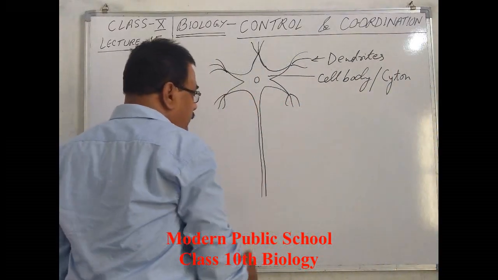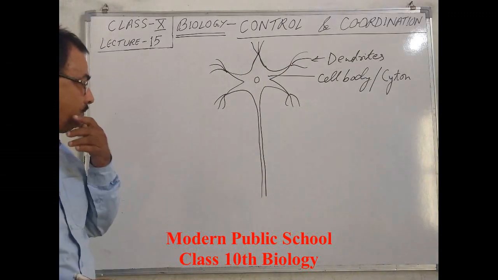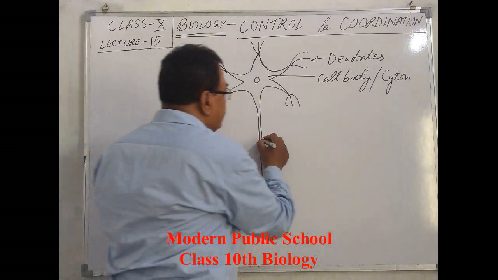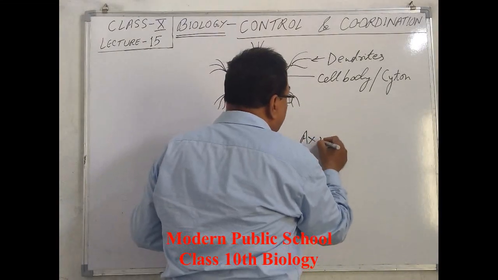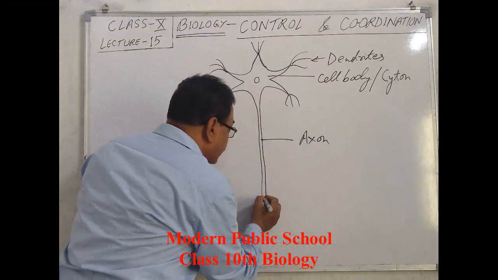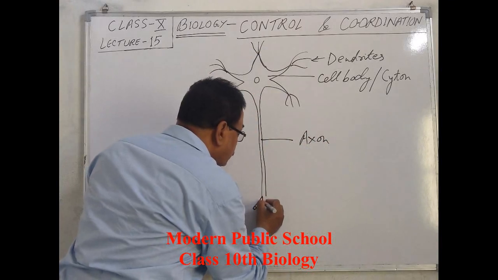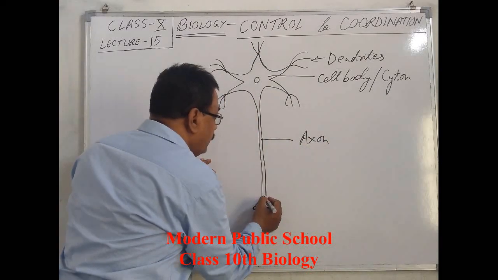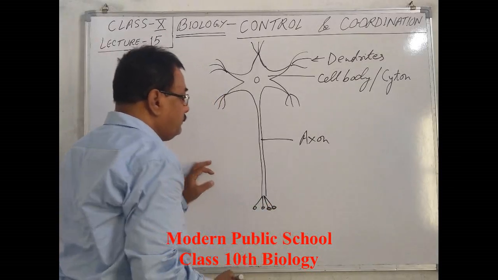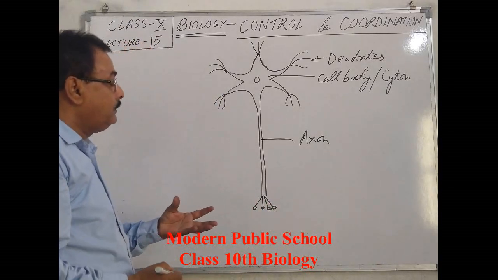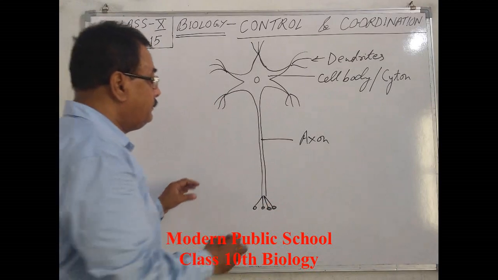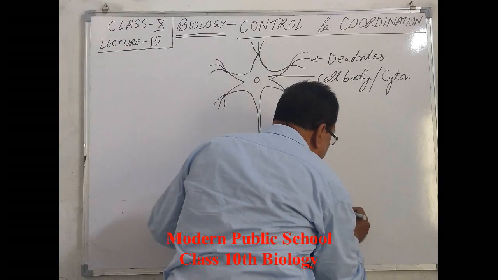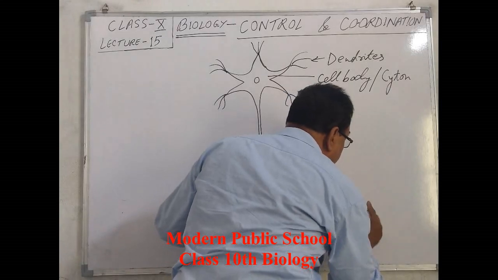A long thread-like structure extends from the cell body. It is termed the axon. At the end of the axon, there is a branched structure, and the branches have bulb-like structures. This is known as the nerve ending.